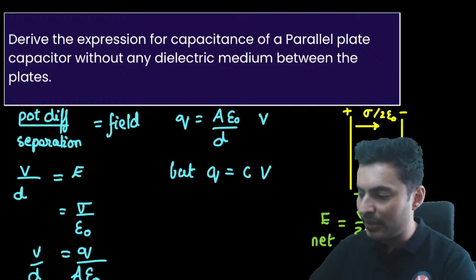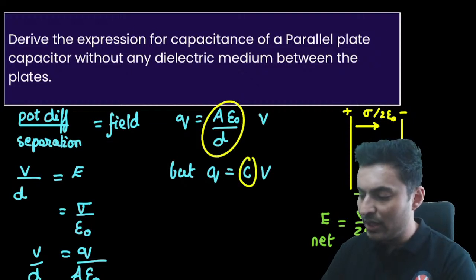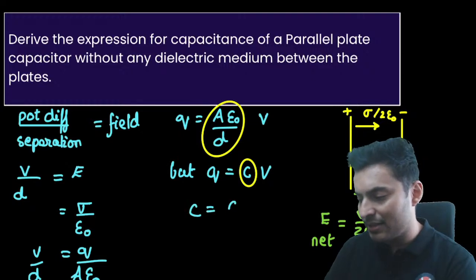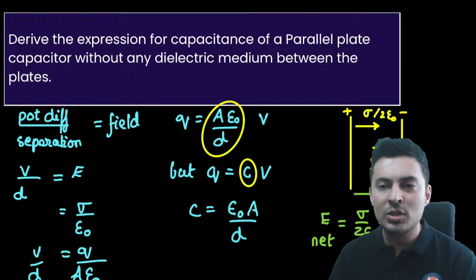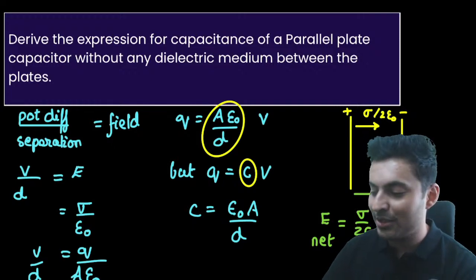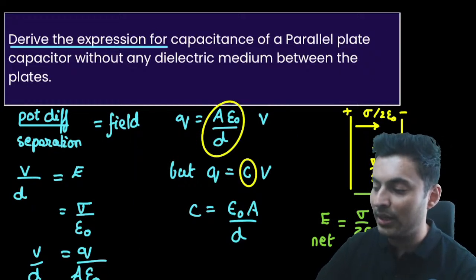So comparing both of them, you can see Q is equal to something into V. That something over here is the capacitance. So that's how you get capacitance is epsilon naught A divided by D. Understood, my dear warriors? The question is not to write down the formula. The question is to derive it. So derivations do come. So you should know how to derive it.